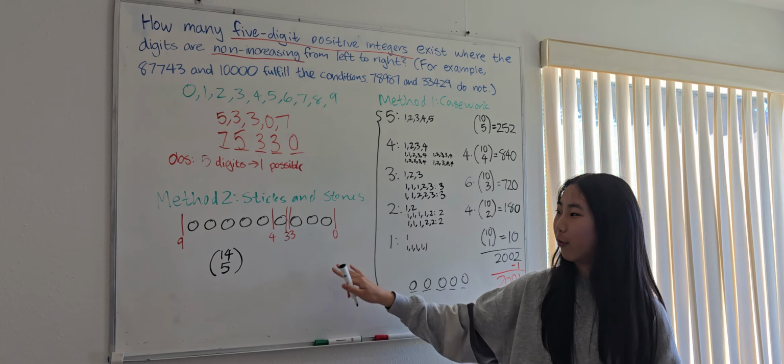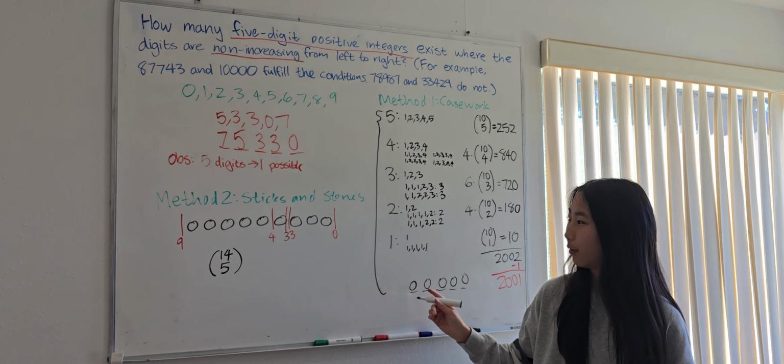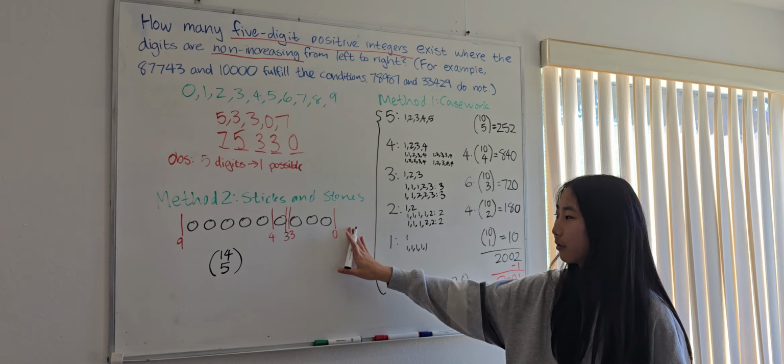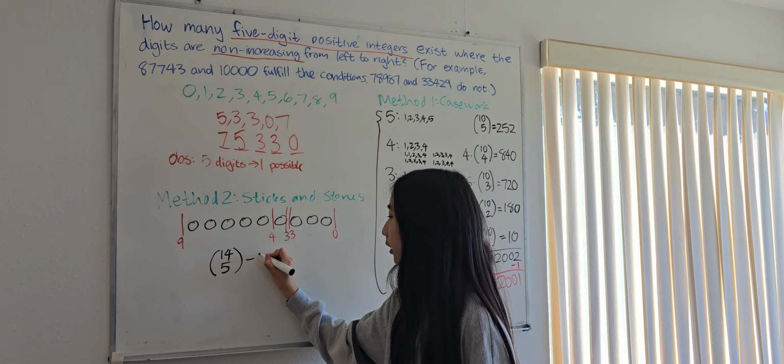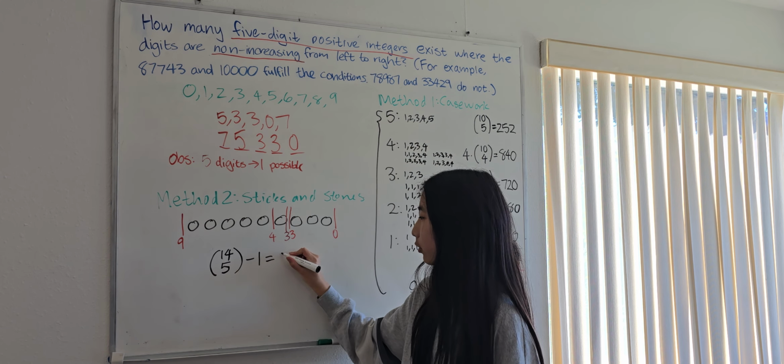Alright, but now we have the same problem as the previous method where we accidentally include the case of 0, 0, 0, 0, 0. So we have to subtract 1 again. And we end up with the same answer of 2001.